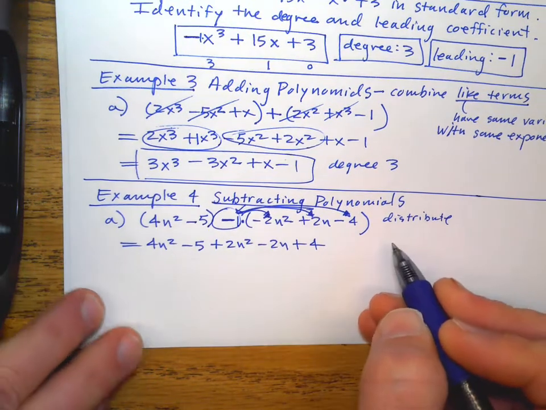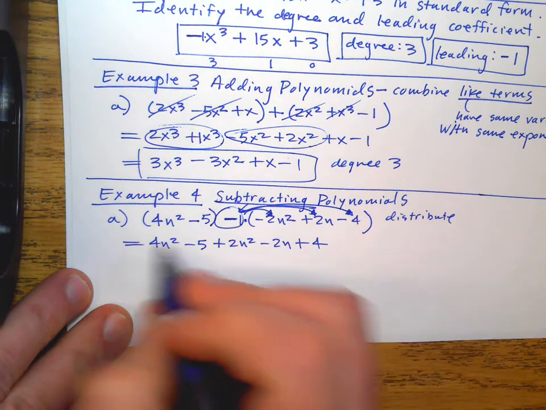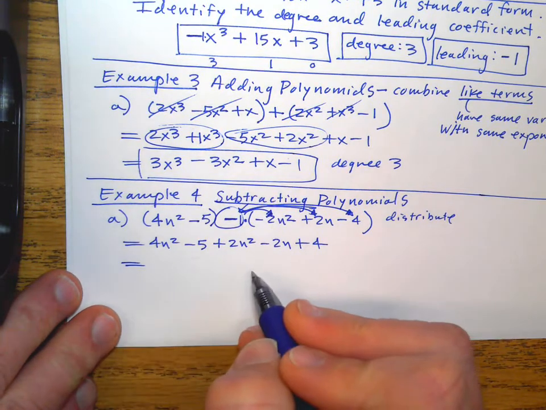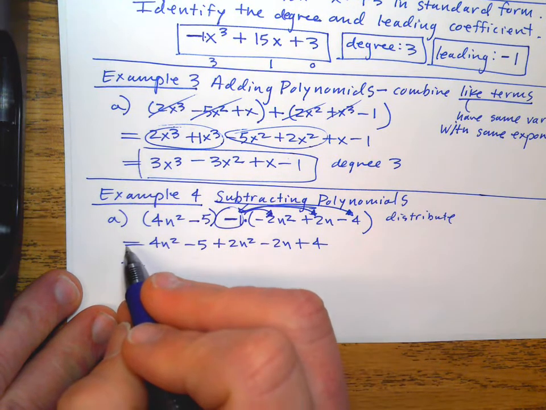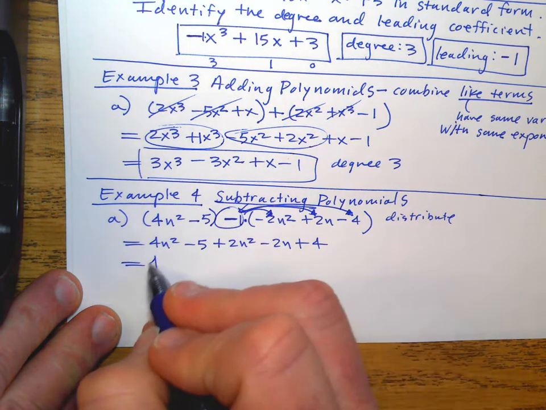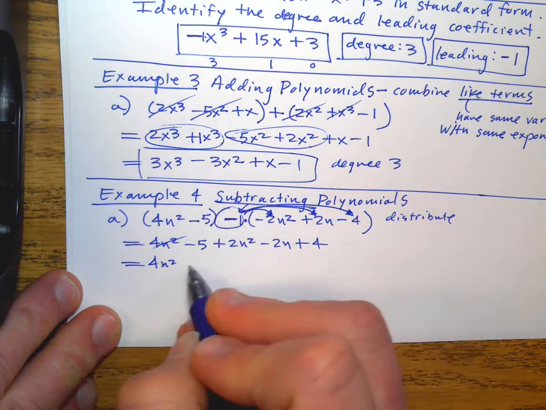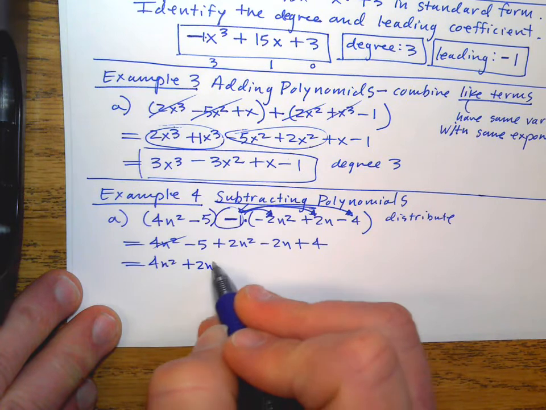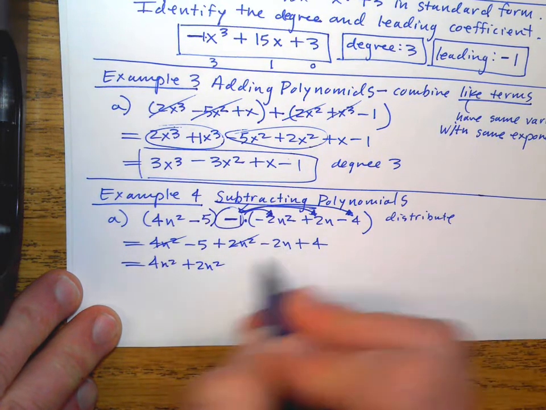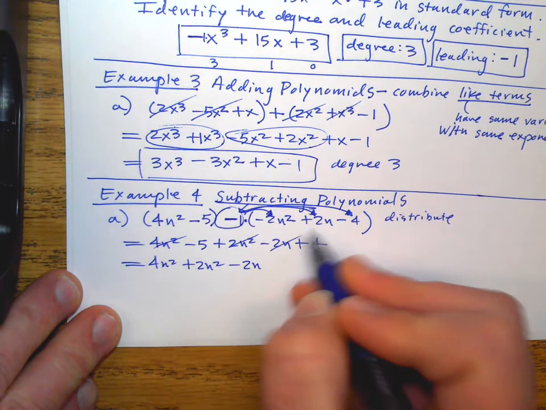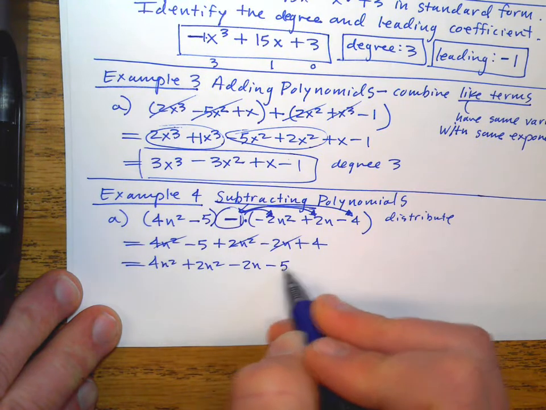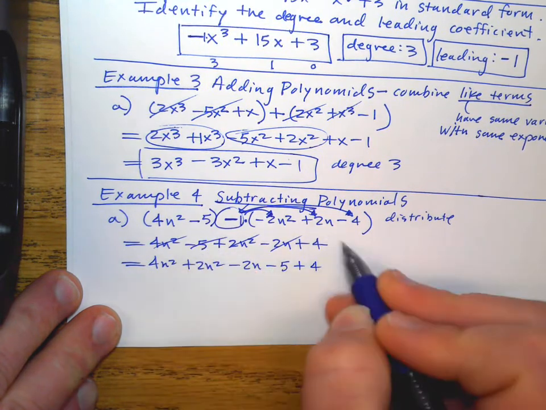That's what happens, right? The next thing I would do is rewrite it so that the highest powers are at the beginning, down to the lowest power. So we have a 4n squared, and we have a plus 2n squared. And the next would be the minus 2n, and then the minus 5, and then the plus 4. So left to right, biggest to smallest.